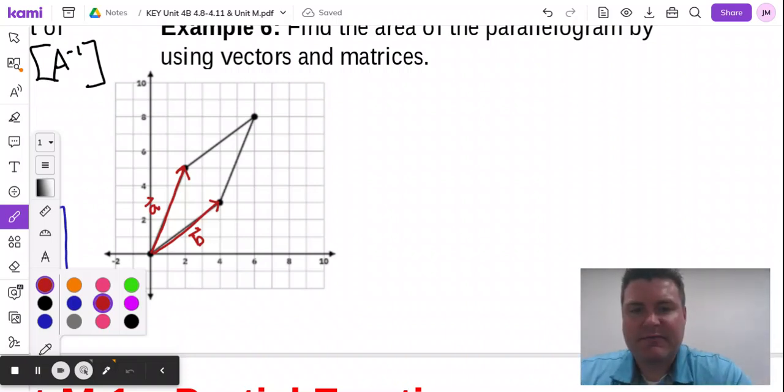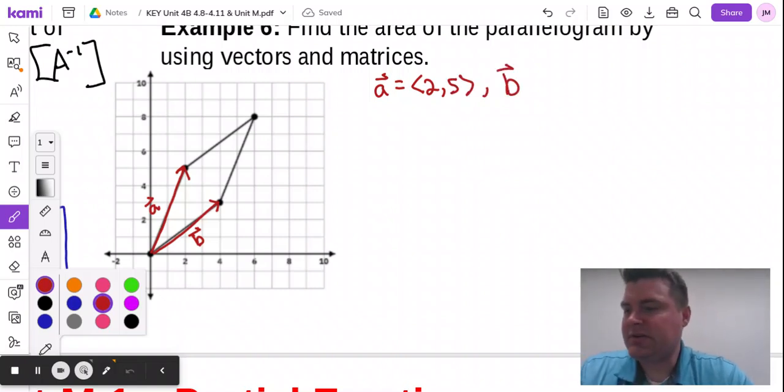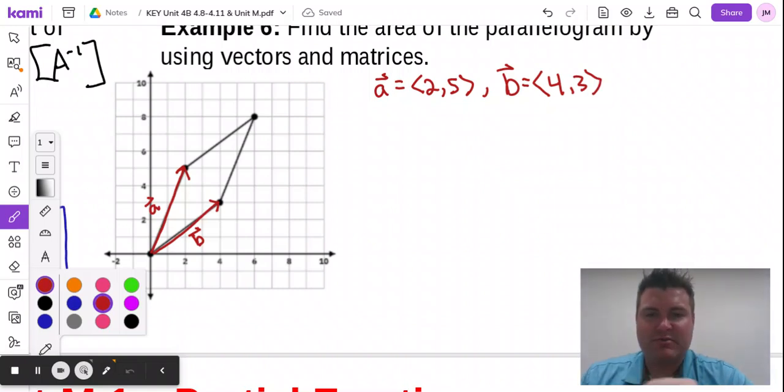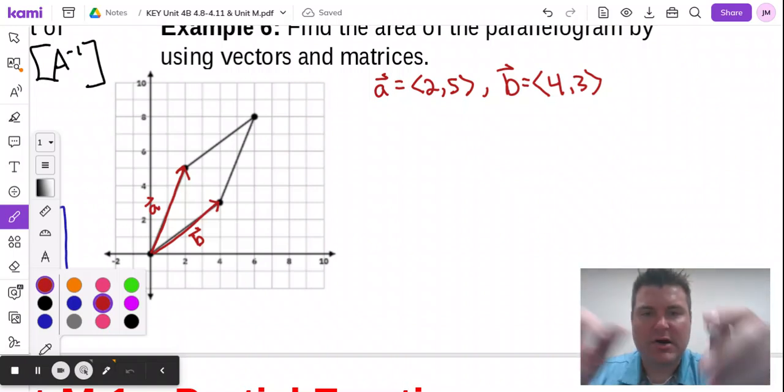So vector A from the origin is going to be, it looks like it goes over 2. Remember, it's head minus tail. Tail is just 0, 0. So 2, and this should be 5. And then B is going to be 4, 3. Okay, so what we're going to do now is create a matrix from this. It does not matter which way we do it. I'm going to just put this as columns.